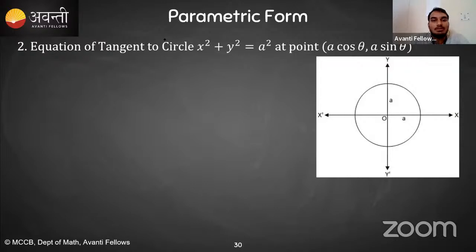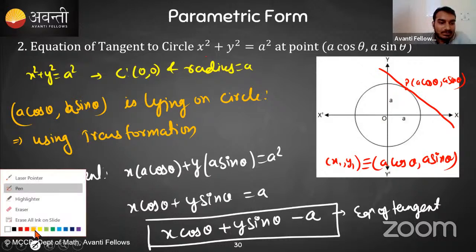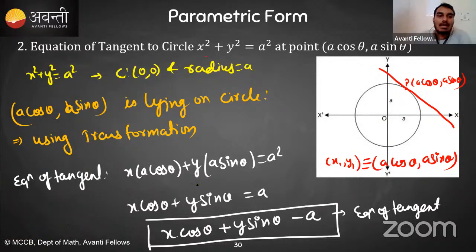Is this clear, students? Okay. One second. Just let me repeat this. I think the screen was paused for some time. As I was saying, I said that this point is a cos theta, a sin theta. This point is lying on the circle.